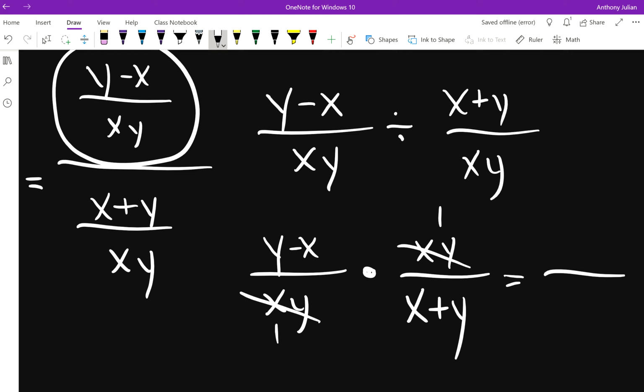So I'm going to bring over the y minus x, and that's going to be over x plus y. And remember again, you cannot cancel these y's or these x's because they're part of an addend, an addend being addition and subtraction problems. We can only cancel factors. Okay, all right, so that is practice problem 2.